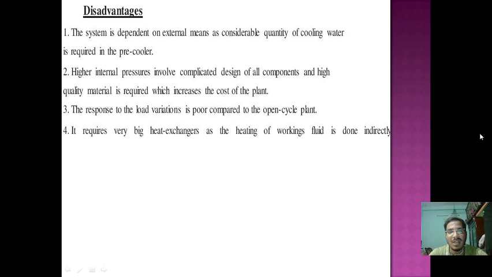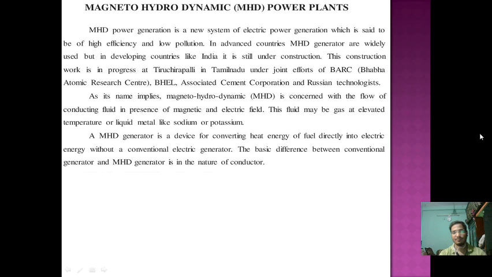A very big heat exchanger is required, as the heating of the working fluid is done indirectly. Compared to the other parts, the heat exchanger will be a big one, to control or transfer the heat energy.